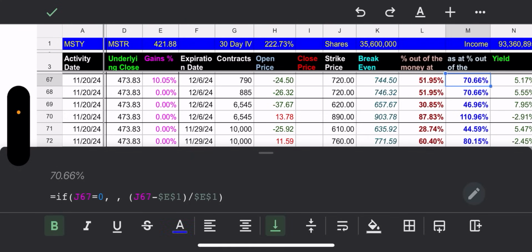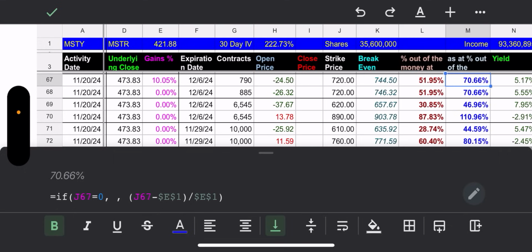All right. Now there's the as at, which is more important. This is where we stand as of now. So again, if J67 is 0, this is 0. If there's no strike, then this cell is 0. If J67 is not 0, then we do J67 minus, you see the E1 with the dollar signs. Why do you use the dollar signs? Well, when I copy it down, the dollar signs keep it locked in. So if I copy this down, you can see E1 stays consistent. So anyway, we take the strike price and we subtract it from the current price of MSTR, which is E1 at the top. We saw that. That's a Google Finance formula. And then you divide it by the current price.